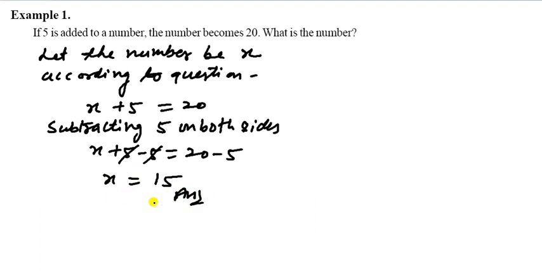So you can check your answer. How can we check? Suppose your number is 15 and 5 is added. So you add the 5, and it becomes 20. So your answer is correct because here it is 20. Let us see the second one.